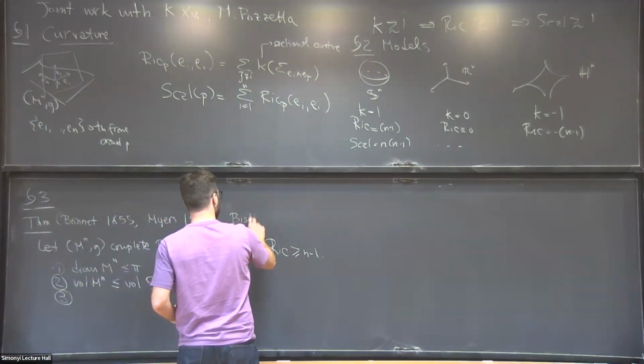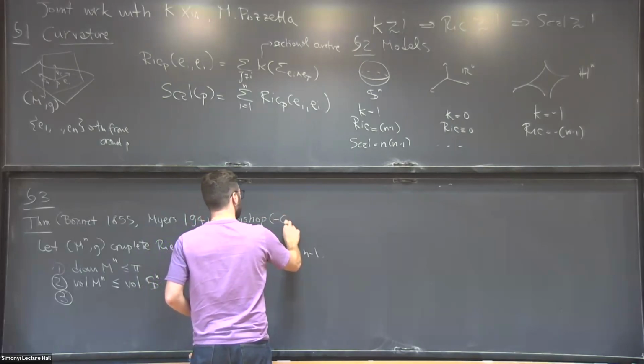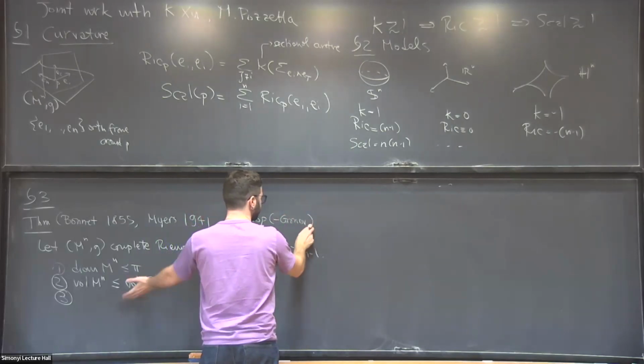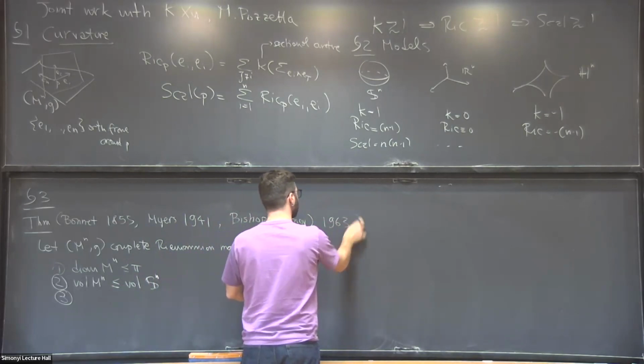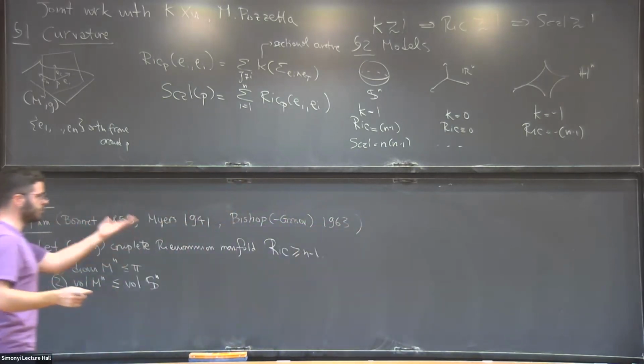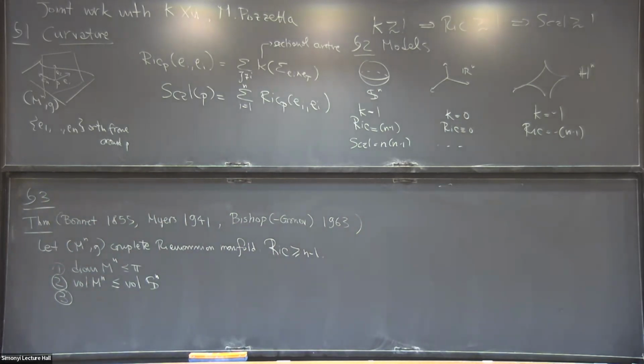originally to Bishop in 1963. And since this comes from the monotonicity formula, the full monotonicity formula is due to Gromov, who realized that you have full monotonicity. Yeah, I'm hiding this a little bit here.